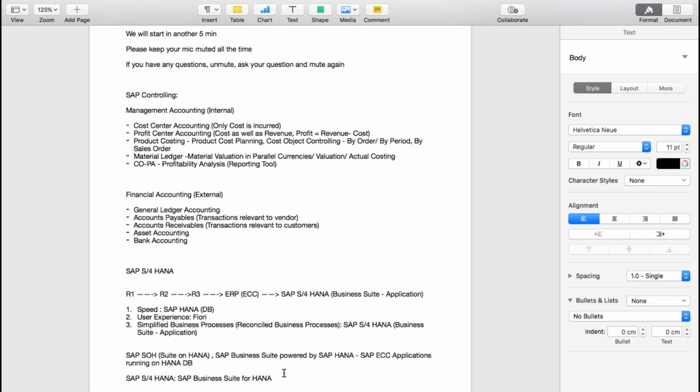There are a lot of opportunities available in the market. If you go to any website, you will find that they say, we are implementing SAP Business Suite powered by SAP HANA, and we normally think, oh, this is SAP S4 HANA. That is not the correct thing. SAP Business Suite powered by SAP HANA is an ECC application running on HANA database. So from a functionality point of view, you will not find any difference. Only from the technical point of view, the database is HANA, so speed will be achieved.